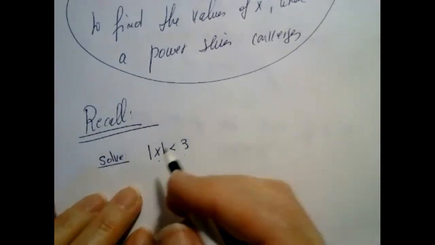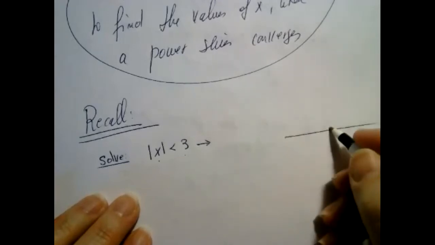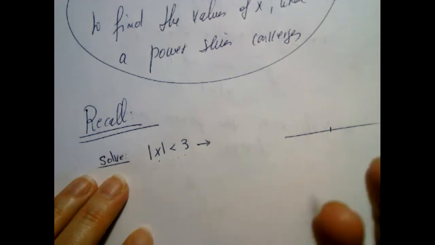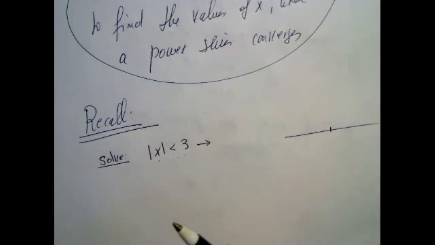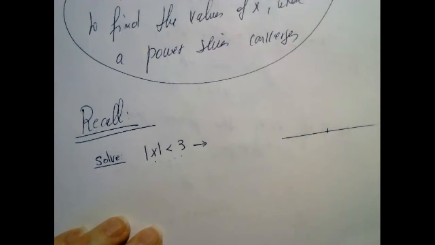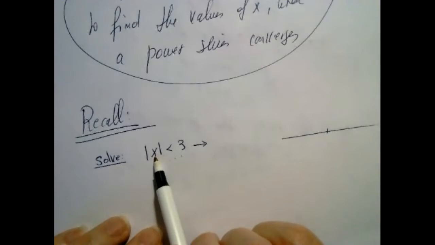How do I solve this? Solve absolute x less than 3. It means where is x? If an absolute value is less than 3, the values of x should hover between what and what? Negative infinity and 3? No, because this is an absolute value. Can x take -4? No. It has to be between -3 and +3.